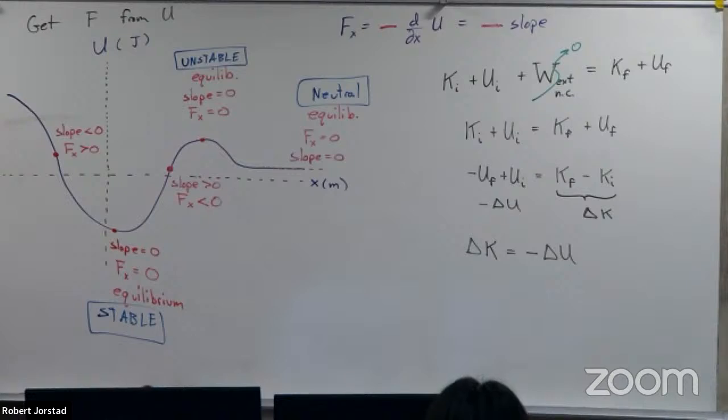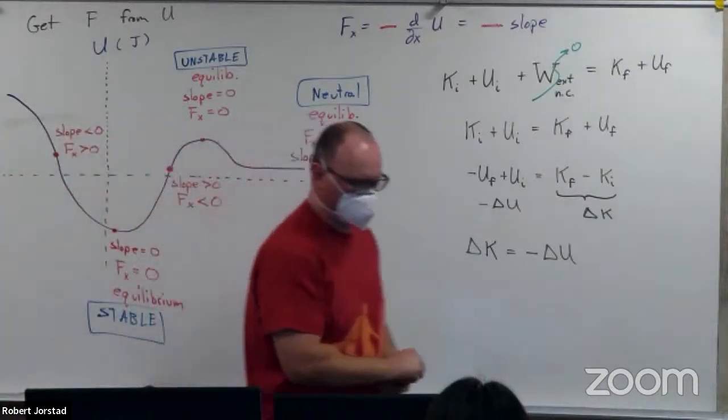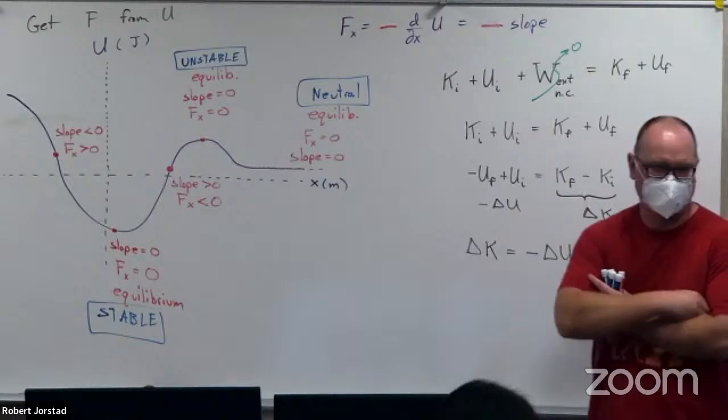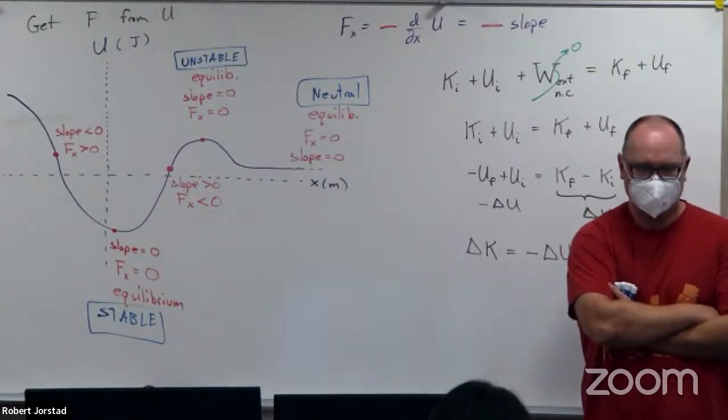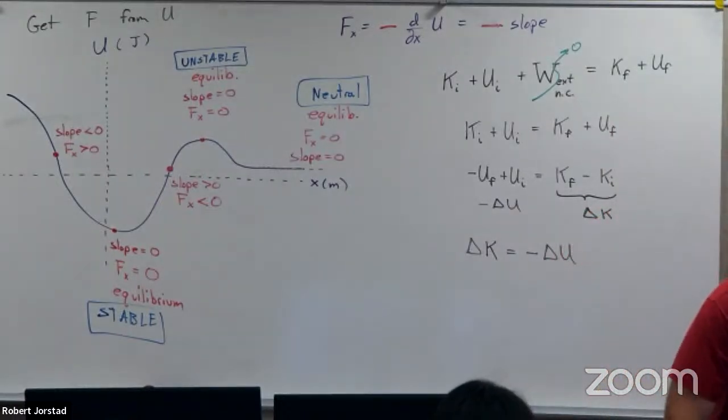Let's see what else I forgot. There's a bullet sheet. Okay. Any questions about what we've got up there so far? Okay, I'm reading this. F is opposite the slope. When slope is 0, it's equilibrium. The equilibrium points are classified as stable, unstable, or neutral, depending on the concavity. Think about how the marble rolls.